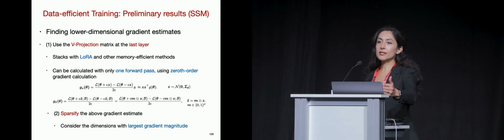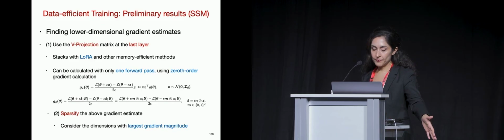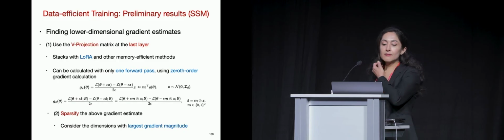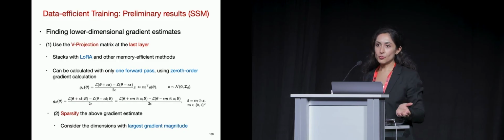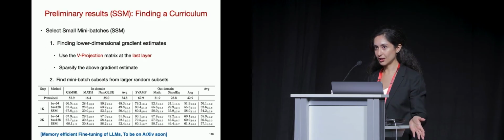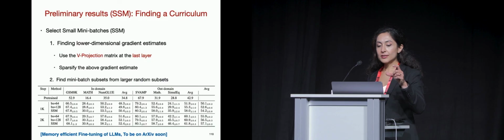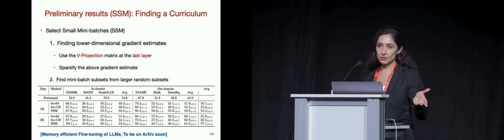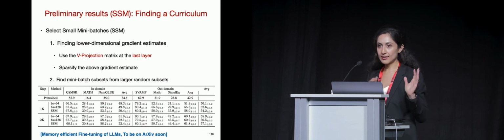Now, this is still very high dimensional. We want to go lower. So what we did is that we used ideas from neural network pruning. So we said that, okay, let's sparsify this V projection. And we only considered the dimensions which have the largest gradient magnitude. How many? Like 1K or 2K, right? As small as that.